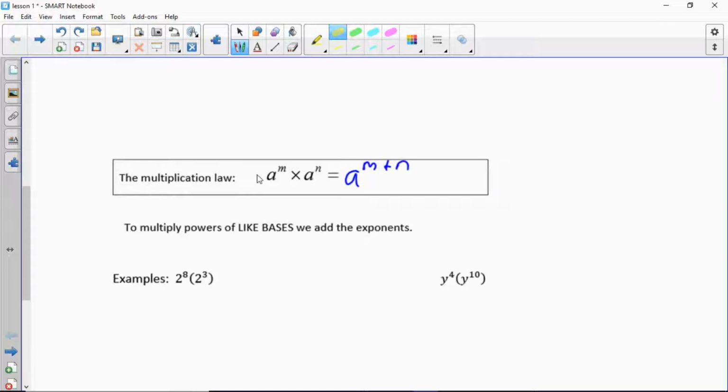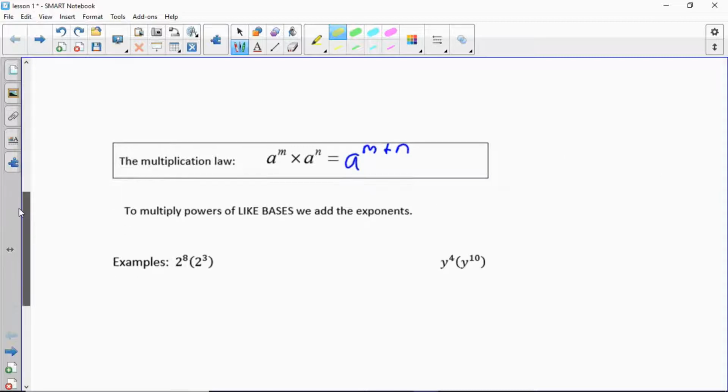Algebraically, that rule is a to the power of m times a to the power of n equals a to the power of m plus n. So let's do a couple examples. 2 to the power of 8 times 2 to the power of 3 is 2 to the power of 11, 8 plus 3.